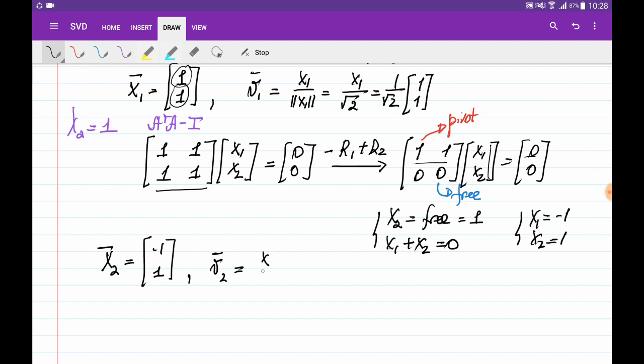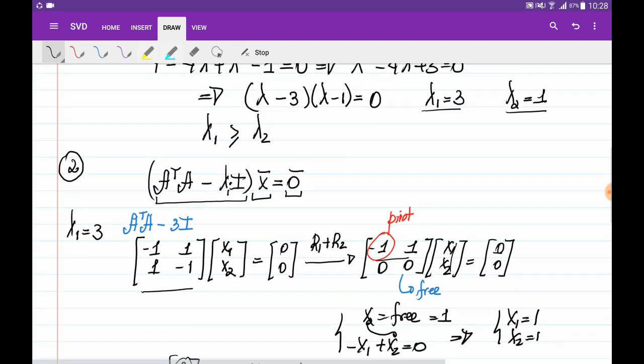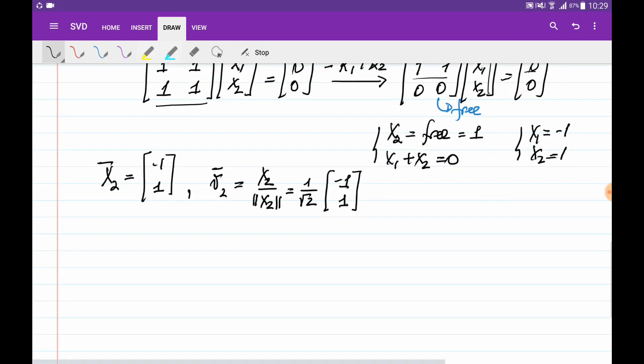So V2 will be x2 divided by the norm of x2, which is again 1 over square root of 2 multiplied by x2, which is minus 1 and 1. So in the next stage, we need to find the singular values.